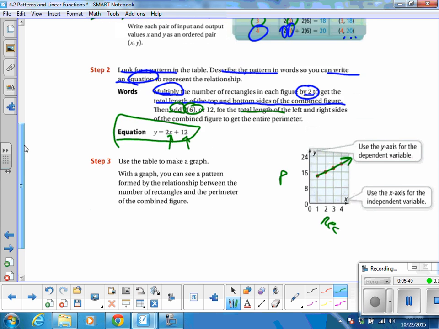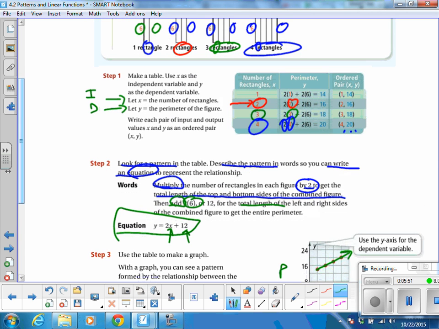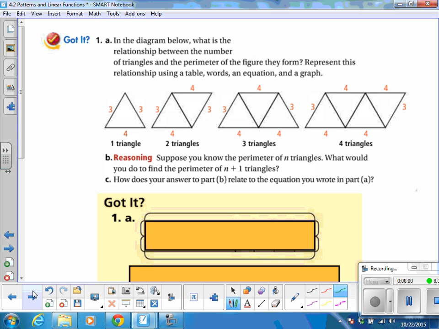One of the trickier things is trying to find that constant number that keeps showing up. So that's something to keep an eye on. How do you indicate or locate your constant in that situation? I want you to give it a try. So you try it in this diagram below. What is the relationship between the number of triangles and the perimeter?